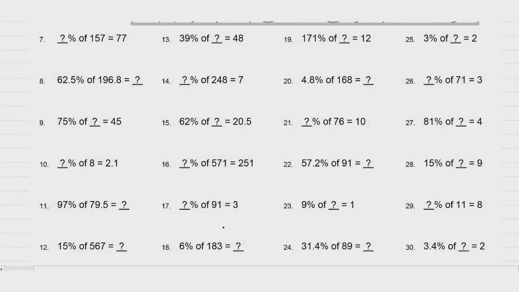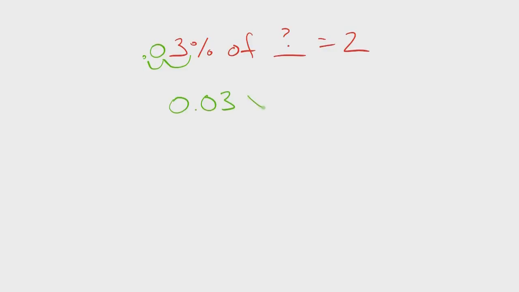Welcome back. Let's start doing problem 25. 3% of a number equals 2. First off, we need to change this percent to a decimal by moving the decimal 2 spaces to the left. Put a 0 there. So we end up with 0.03 times a number equals 2. Well, we're definitely going to have to go this way, so we're going to have to divide.